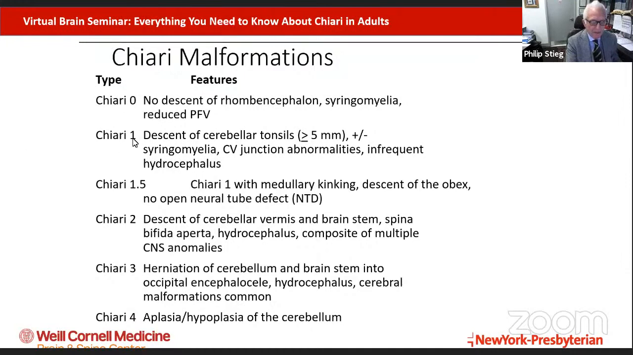within the spinal cord. In addition to that, the Chiari 0 is one where you can have fluid within the spinal cord called syringomyelia, but no downward protrusion of the cerebellar tonsils. And then with Chiari 1.5, there can be some kinking of the brainstem. And in that form, the brainstem, part of the brain, comes down through the base of the skull as well.